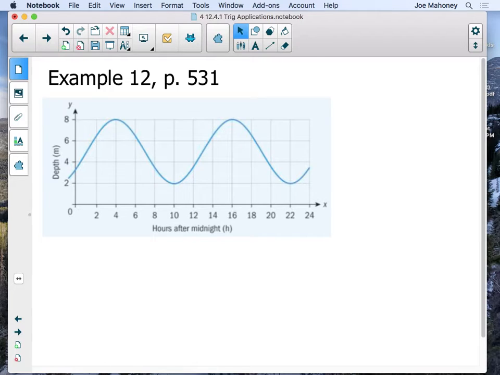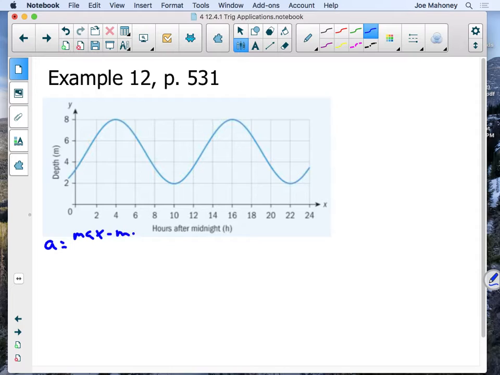First, let's find the amplitude of the graph. So remember, the amplitude is the difference of the max and the min divided by 2. So the graph goes up to 8, it goes down to 2. So the amplitude is going to be 8 minus 2 divided by 2, which is 3.